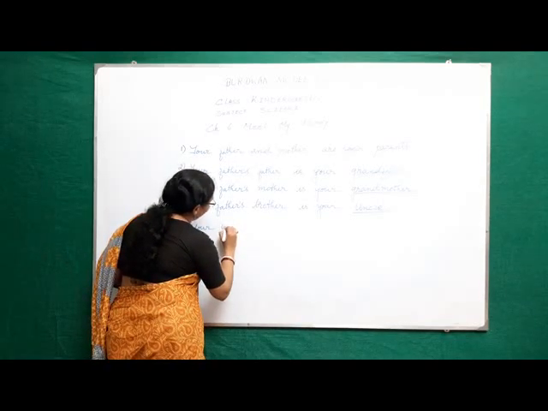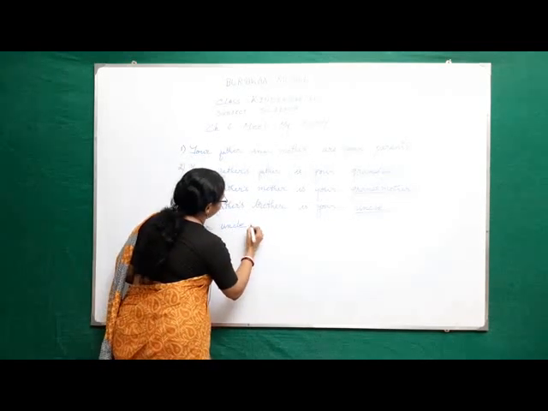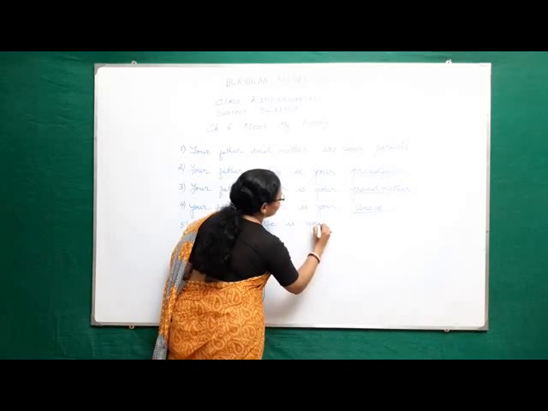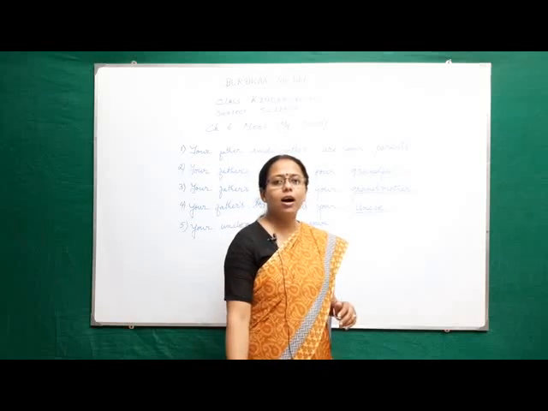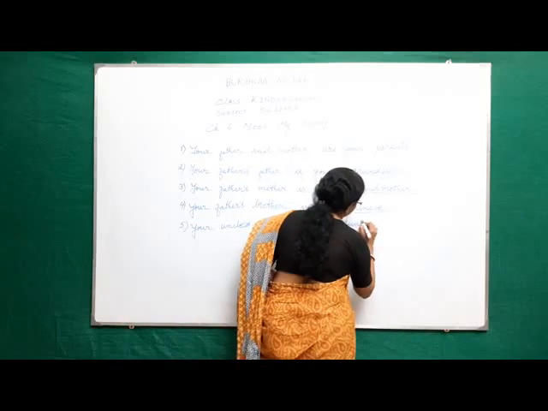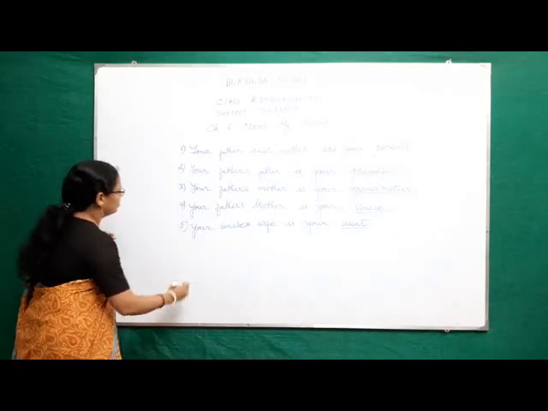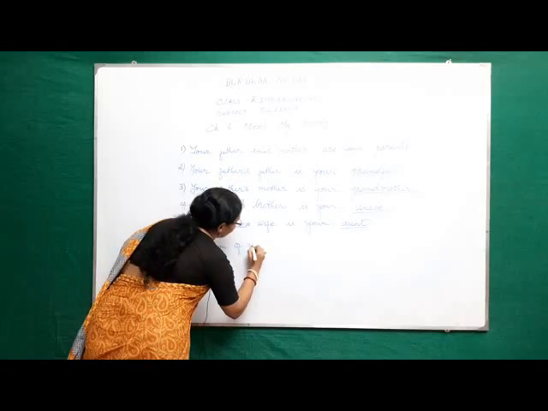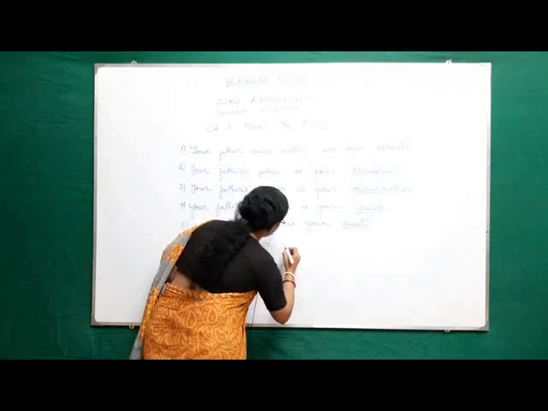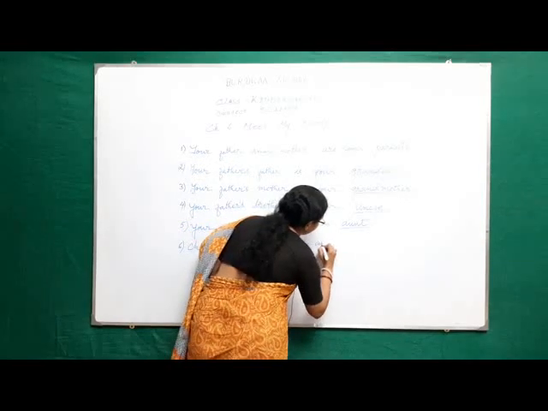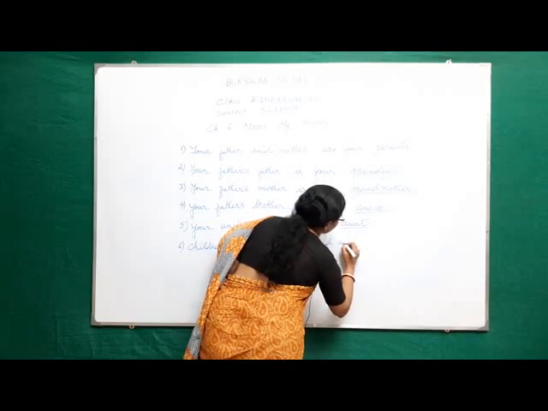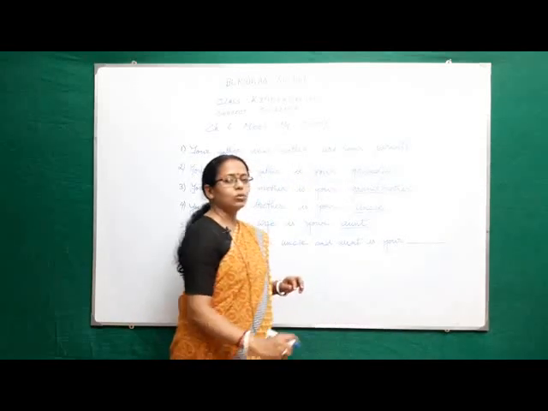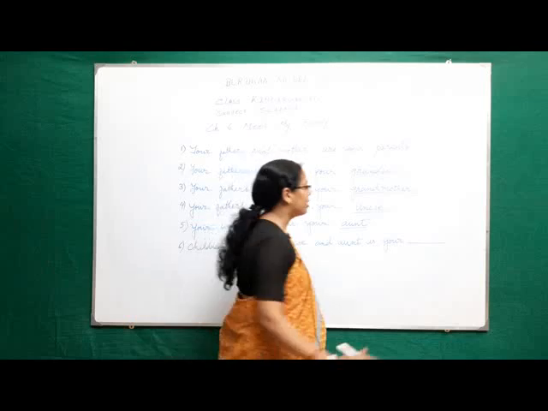Now your uncle's wife. Do you remember? Your uncle's wife is your, yes, your uncle's wife is your aunt. And the children of your uncle and aunt are your, so the children of your uncle and aunt are your cousins.